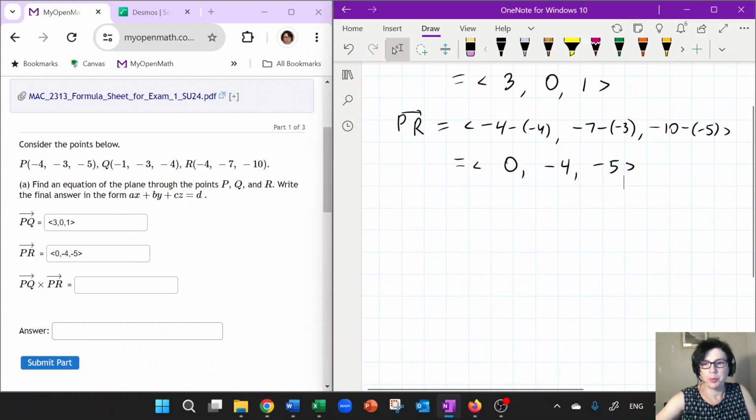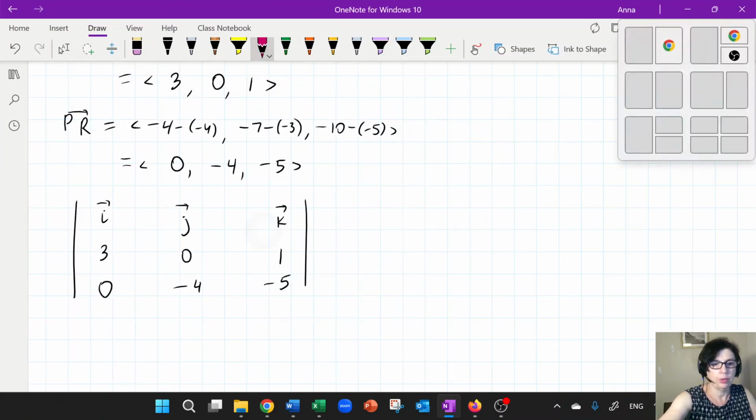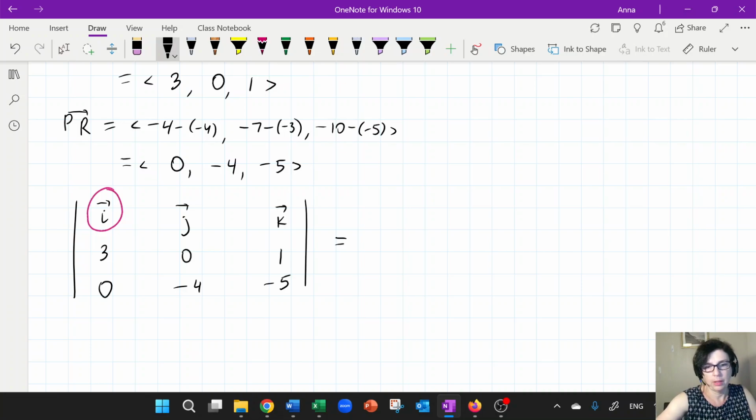Now, to find the cross product, we need to form a determinant with i, j, k as the first row, then the first vector that I got as the second row, and the last vector as the third row. Now, I'm going to do an expansion over the first row, so I'll take the i component, and I'm going to multiply that by a determinant that will be obtained by crossing out the row and the column where i is. So this will become 0 times -5, subtract 1 times -4.